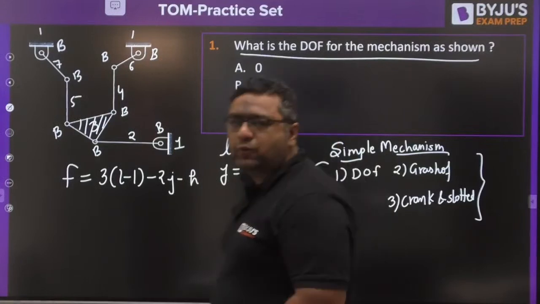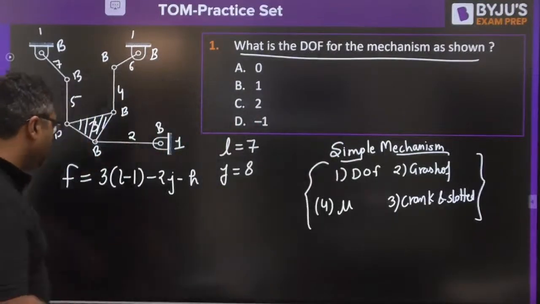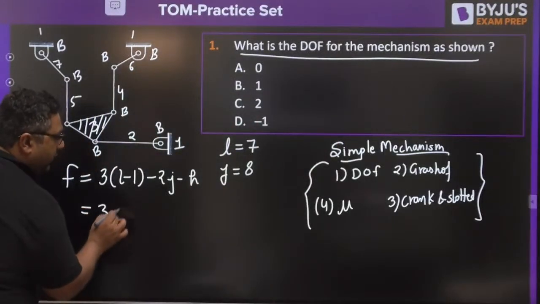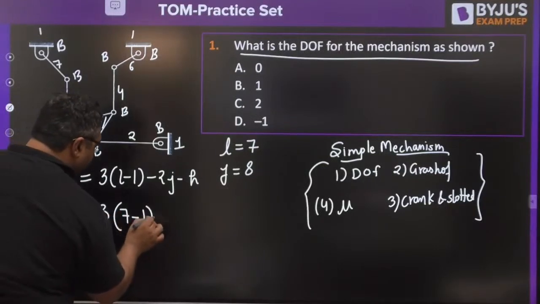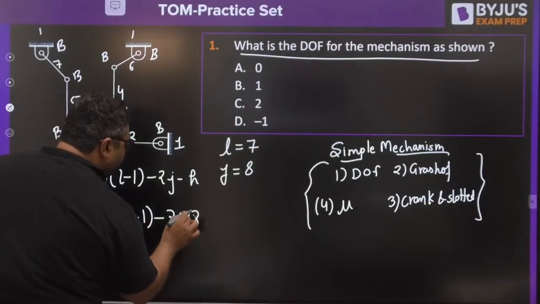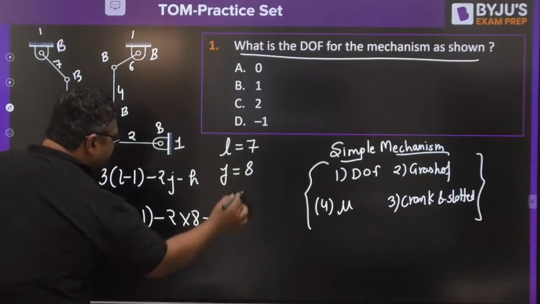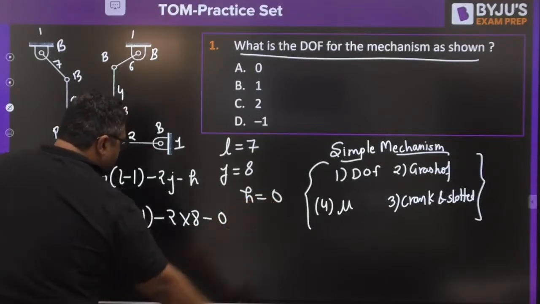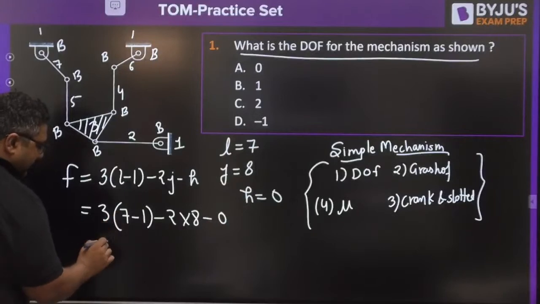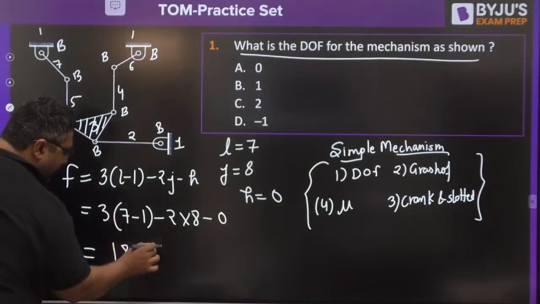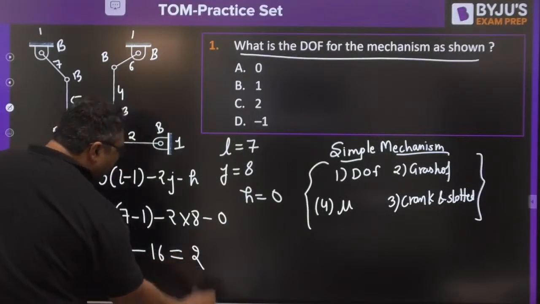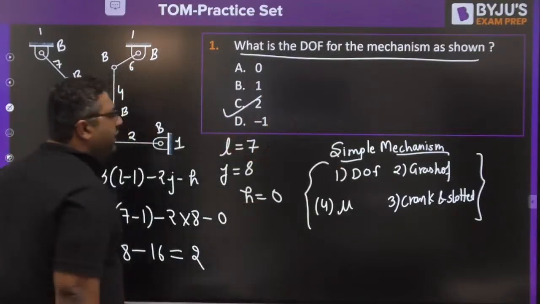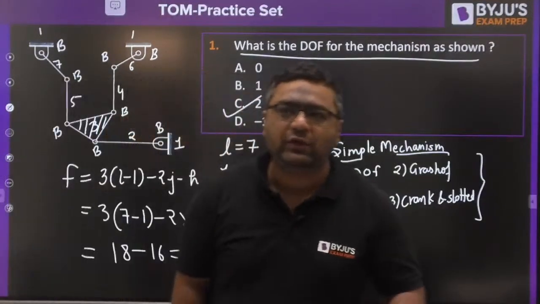So my dear, you just need to put the values now in the equation. You will be getting 3 into the number of links, 7 minus 1, minus 2 into 8. There is no higher pair, so H is equal to 0. So my dear, when you solve this, 6 threes are 18, minus 16. The answer is coming out to be 2. So C is correct. Everybody has given the right answer for that.